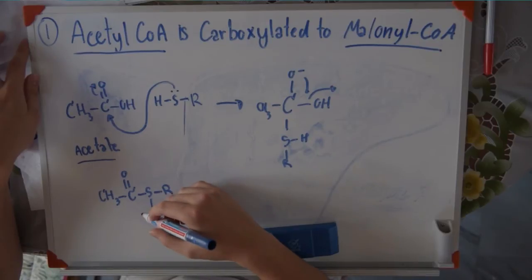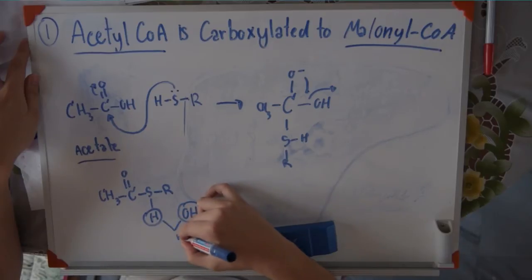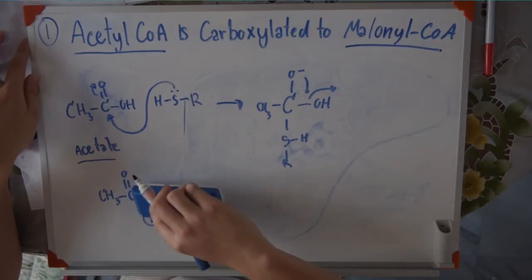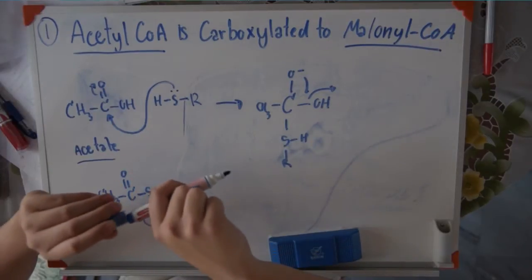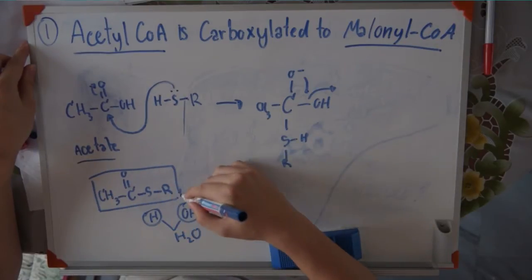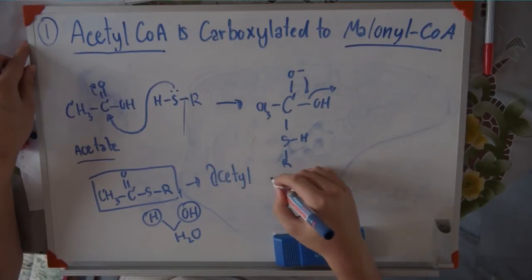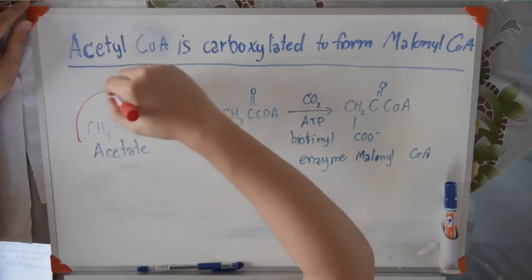Now, dehydration occurs between the hydrogen atom at this sulfur and the OH group to form water. So we will take this hydrogen out, and this compound is called acetyl coenzyme A. Now we are at this point.